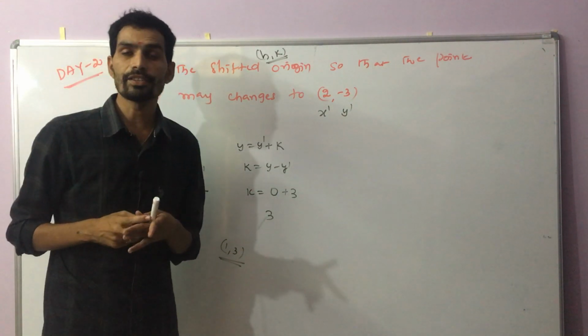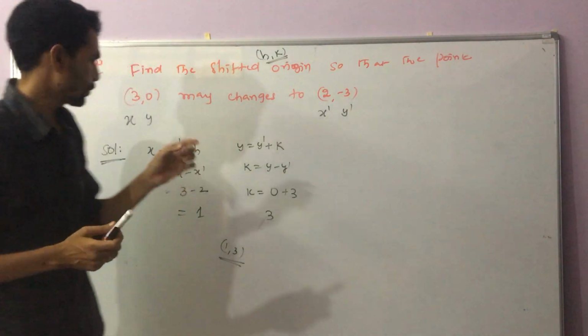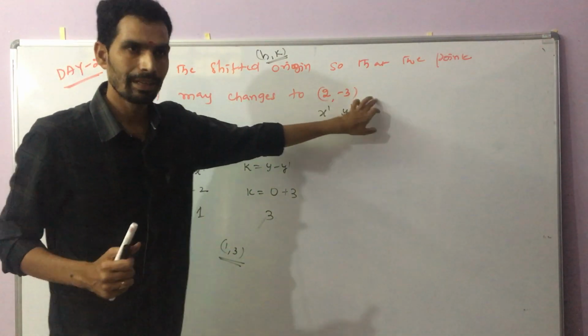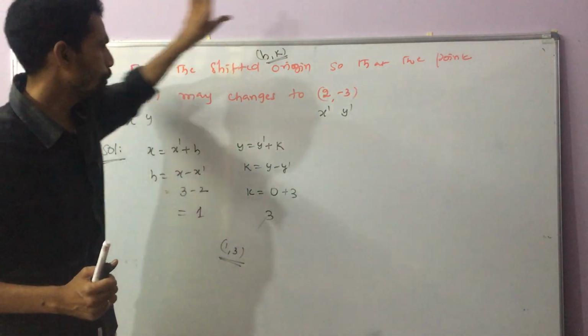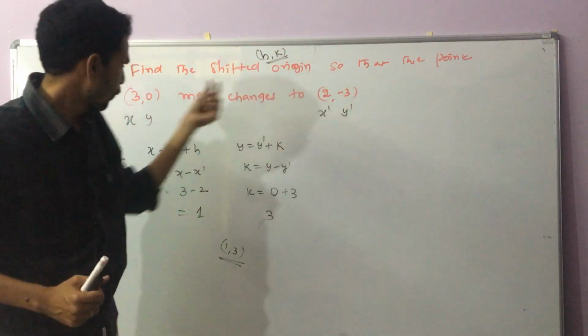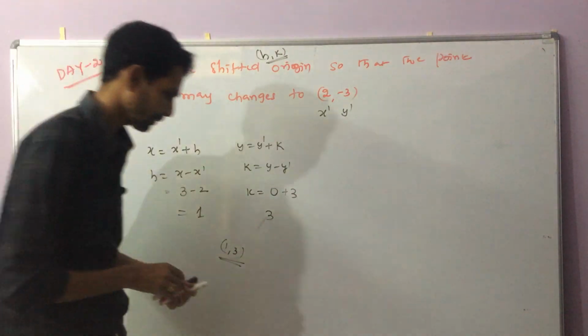You want to find the shifted origin. You want old and new. So what is the old? 3 comma 0 changes to 2 comma minus 3. Changes means the first one is old and this one is new. Old means x comma y, new means x dash and y dash.